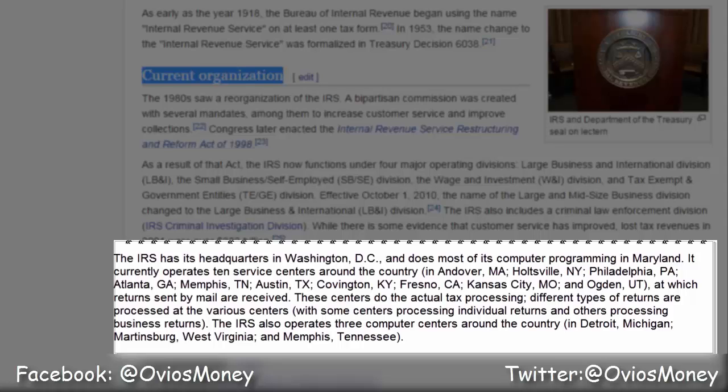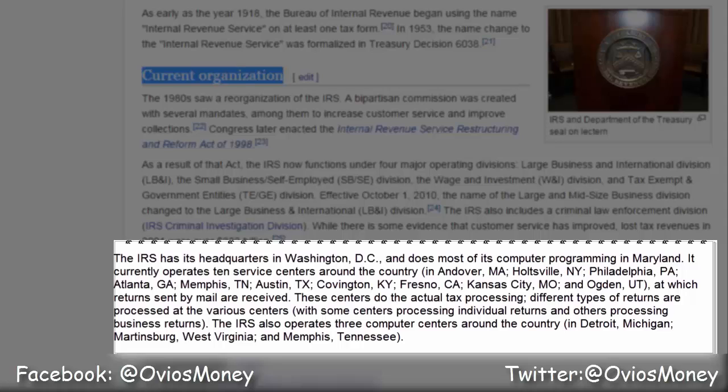It currently operates 10 service centers around the country: in Andover, MA, Holtsville, NY, Philadelphia, PA, Atlanta, GA, Memphis, TN, Austin, TX, Covington, KY, Fresno, California, Kansas City, MO, and Ogden, UT, at which returns sent by mail are received. These centers do the actual tax processing.